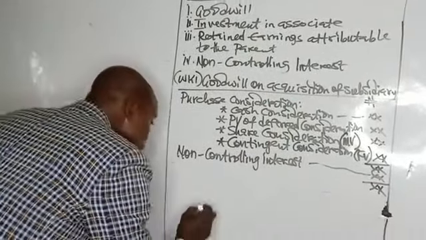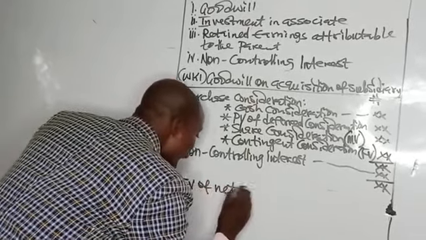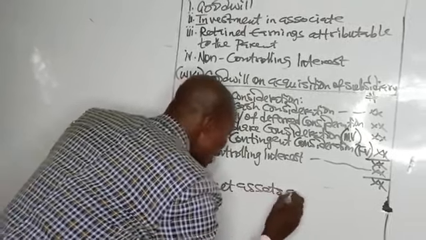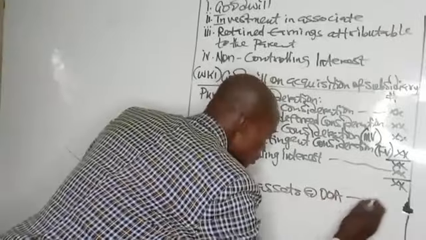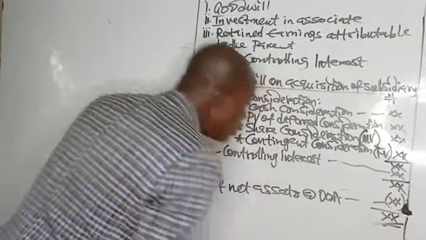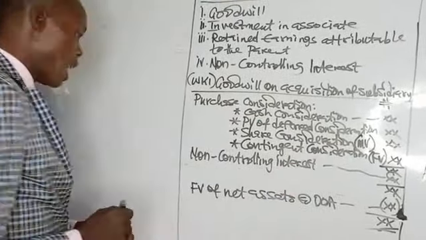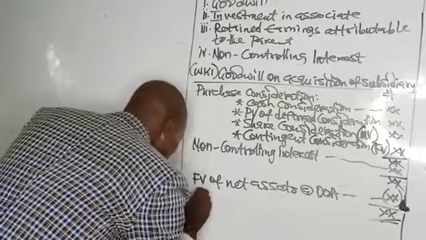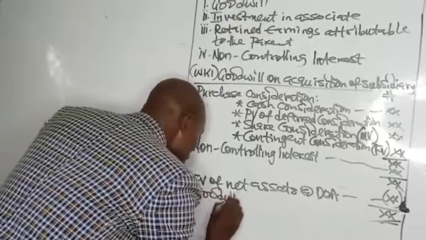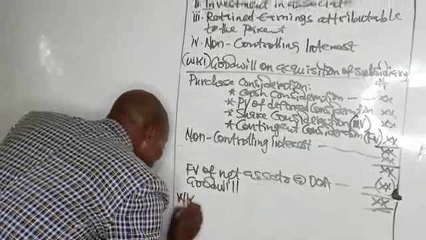Then now subtract the fair value of net assets at the date of acquisition. All these have been explained in my earlier video on group financial statements. So this is the goodwill on acquisition of subsidiary. Then you will now need to determine the movement in goodwill.